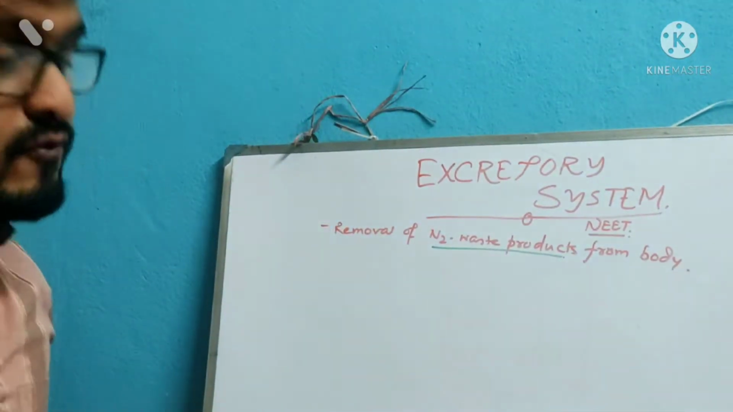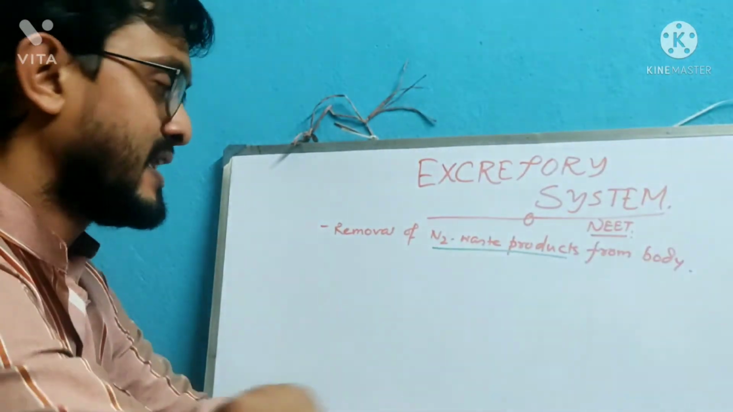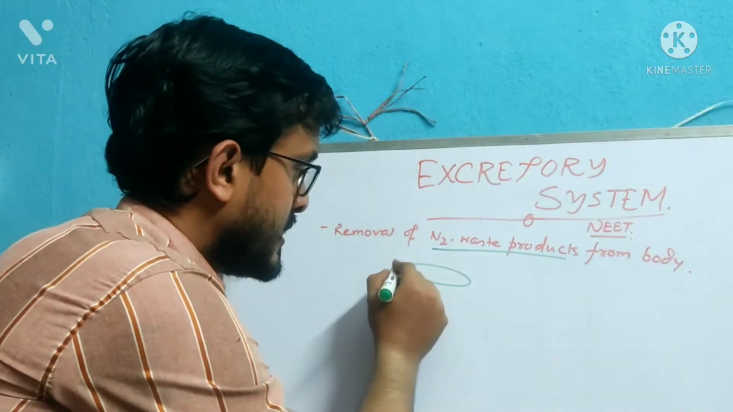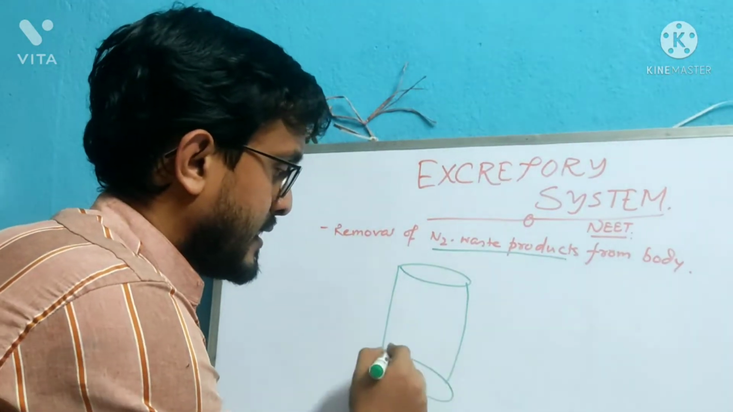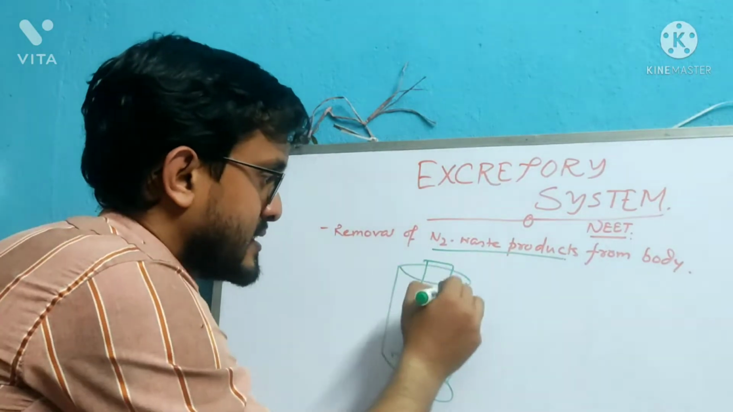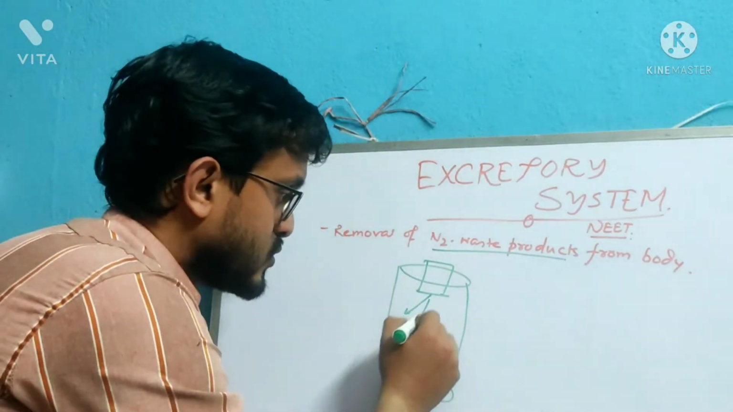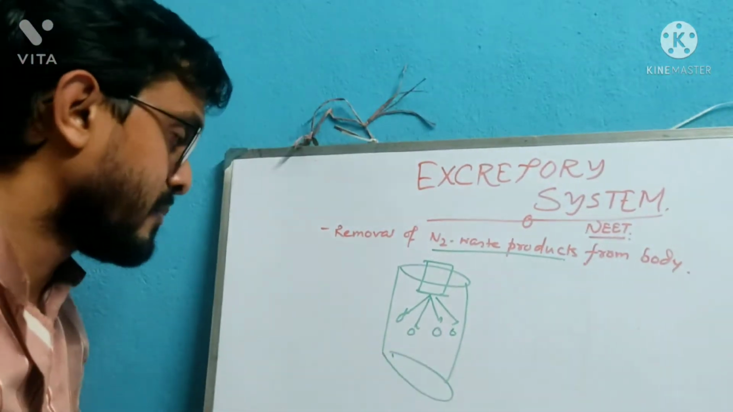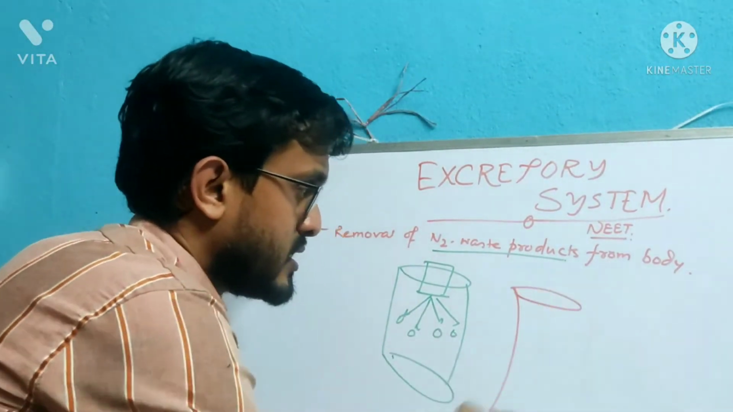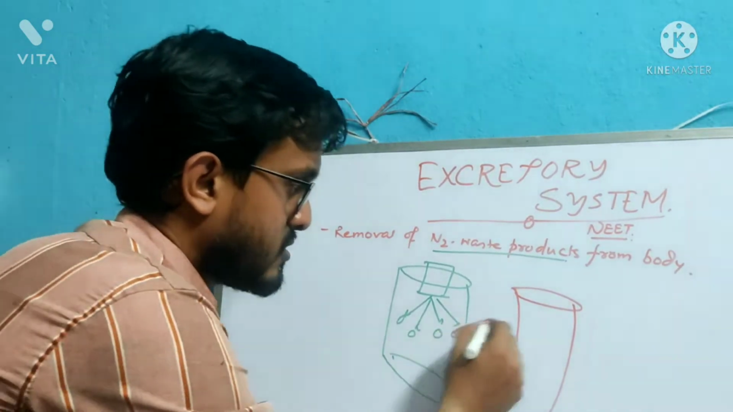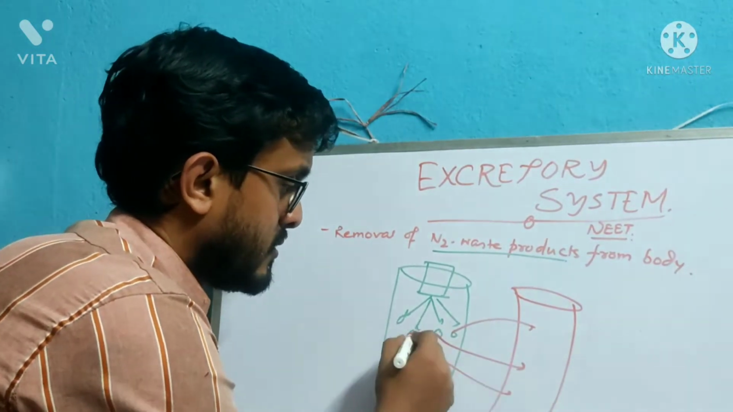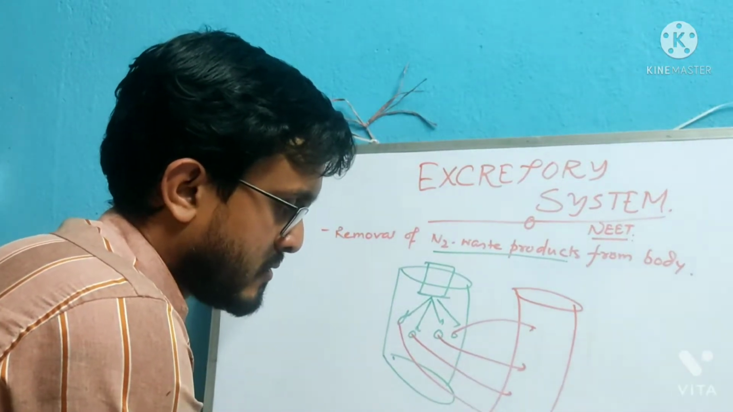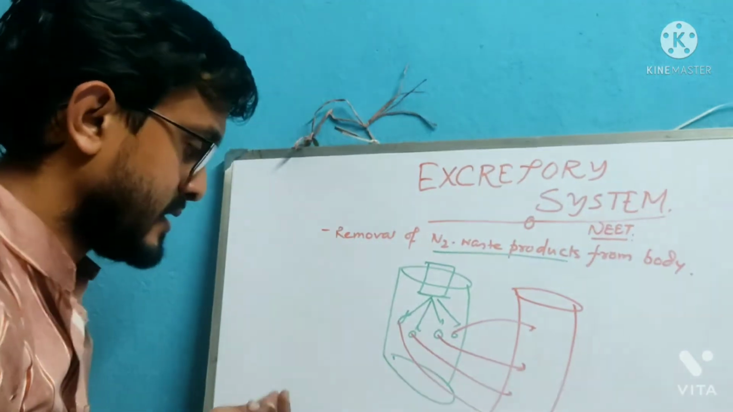Basically, for this we have to study the intake of food. Let's see, this is our gut. When the food particles enter here, they break into smaller particles. After the breaking of the particles, these particles transfer to our blood vessels. This is the blood vessels and this is the gut.